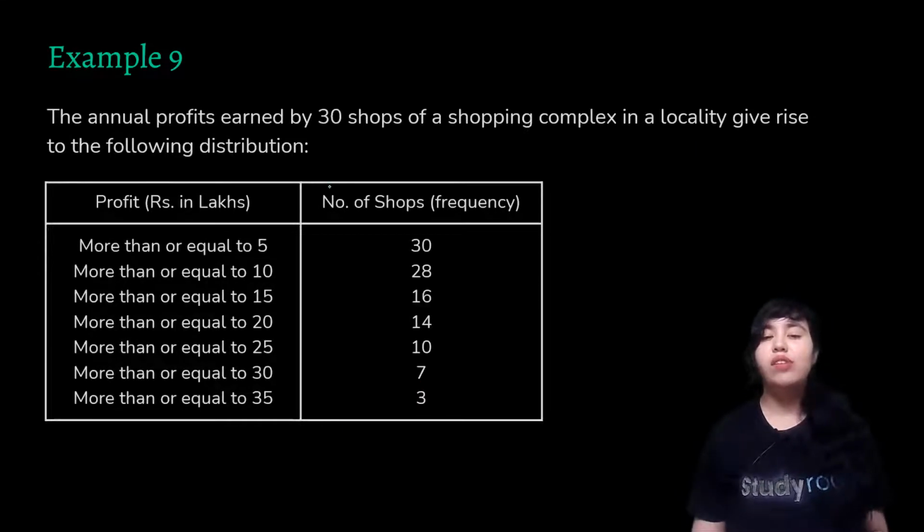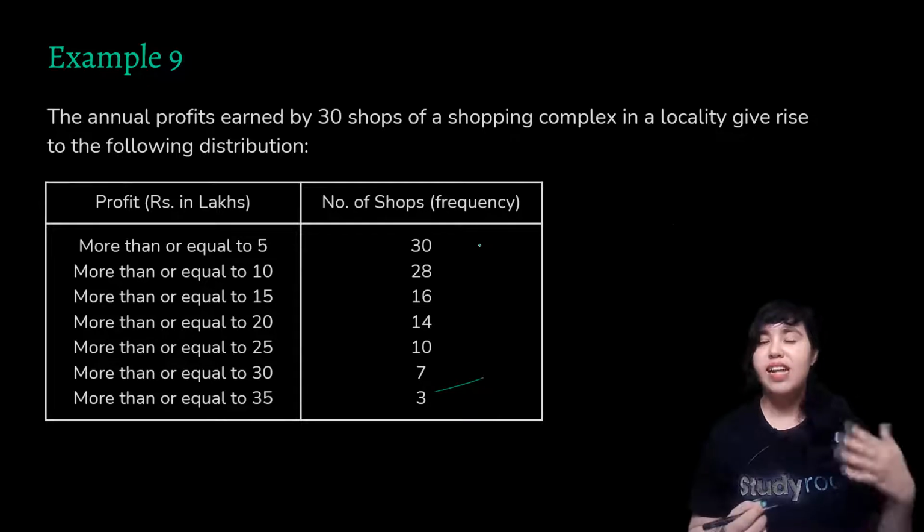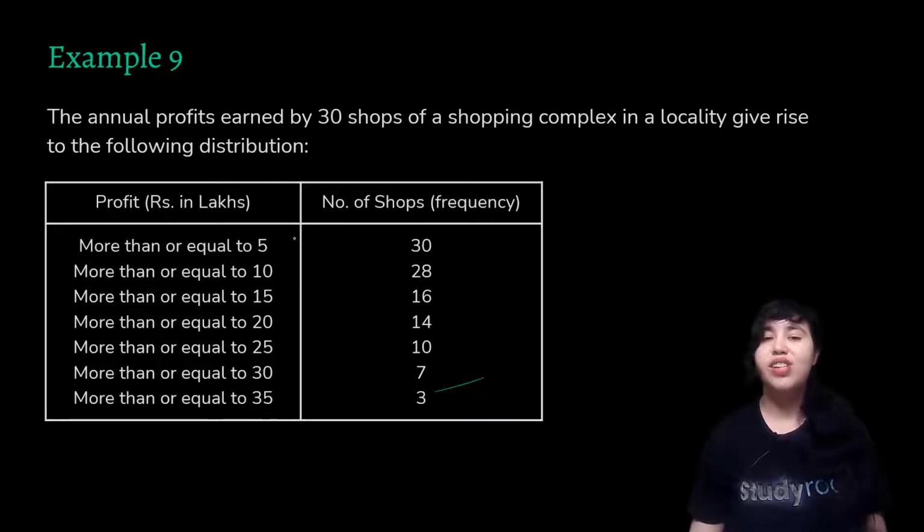So you've been given the annual profits earned by 30 shops of a shopping complex. This is a cumulative frequency table, but it could be of two types, less than type or more than type. So identify which type it is. This is the more than type. You can make out by looking at this column. This column is written in words right now. We can write it in terms of class intervals as well.